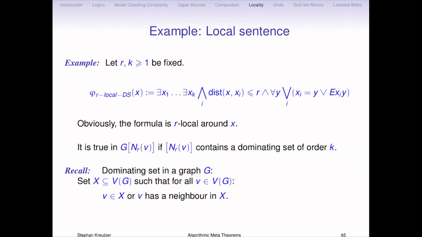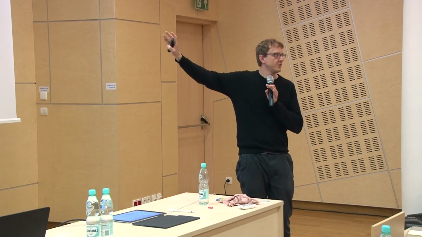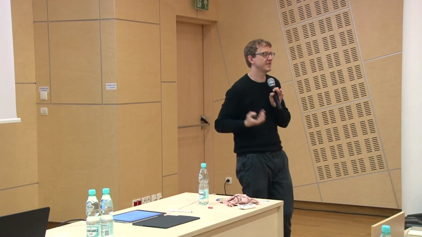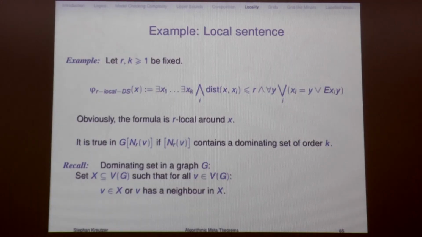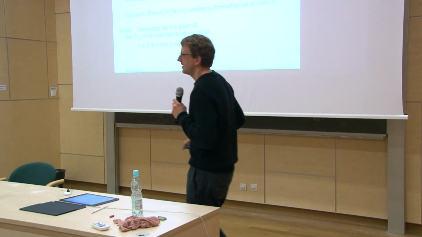Now, if you take a graph, the radius of this graph is at most r, and this formula would actually say there's a dominating set in your graph of size k. Because you could just take the center of the graph as x, and then every vertex has distance at most r from x. So if the radius of a graph is very small, this formula would be a local formula which determines whether you have a dominating set or not. But if the radius is bigger than r, then this formula is not saying anything. It will not determine dominating sets.